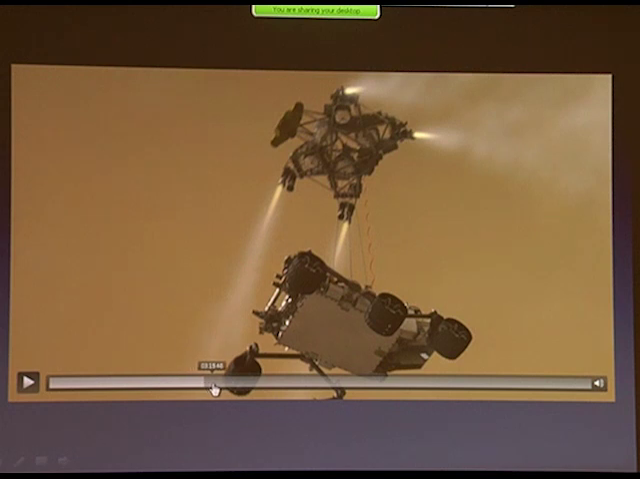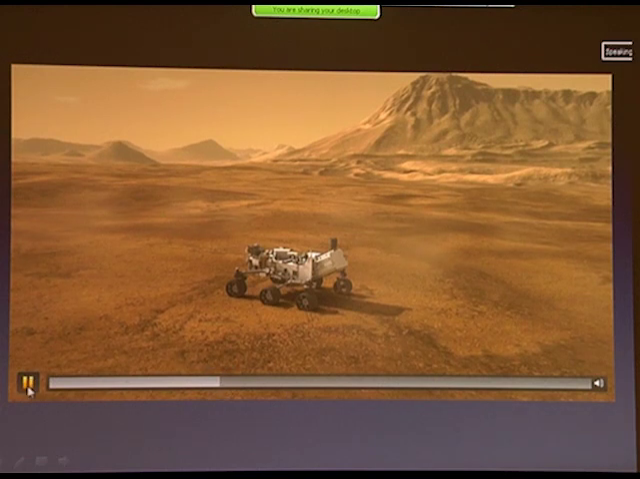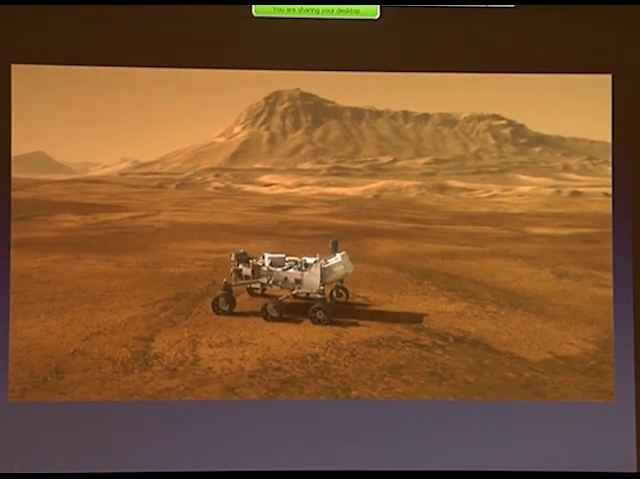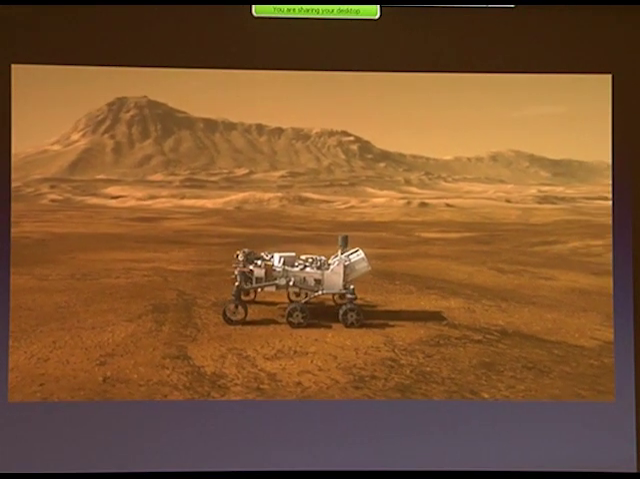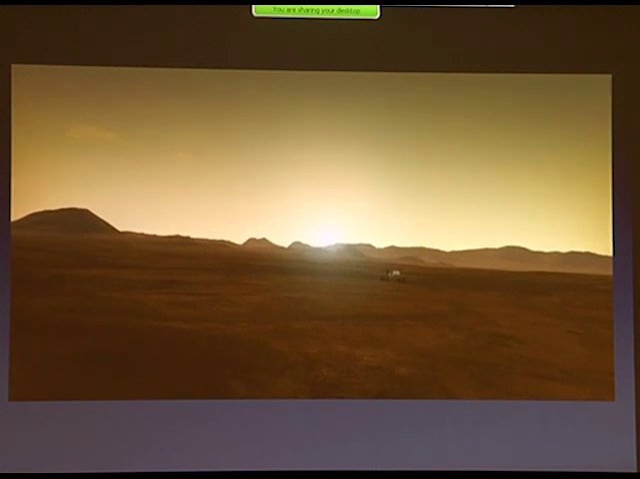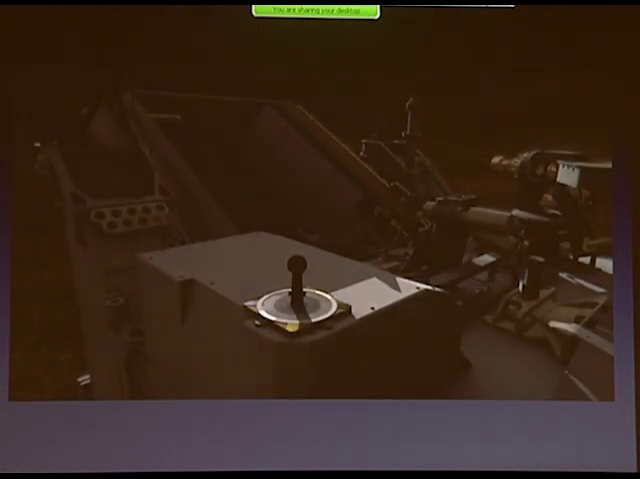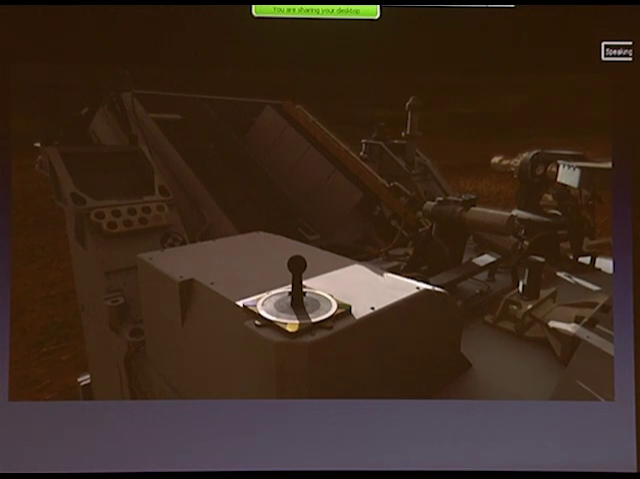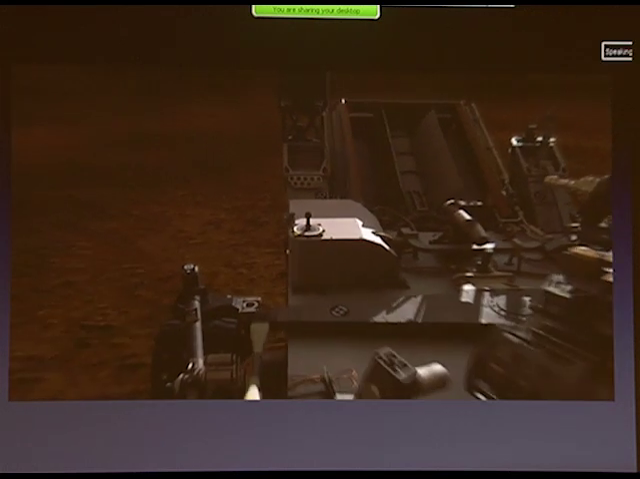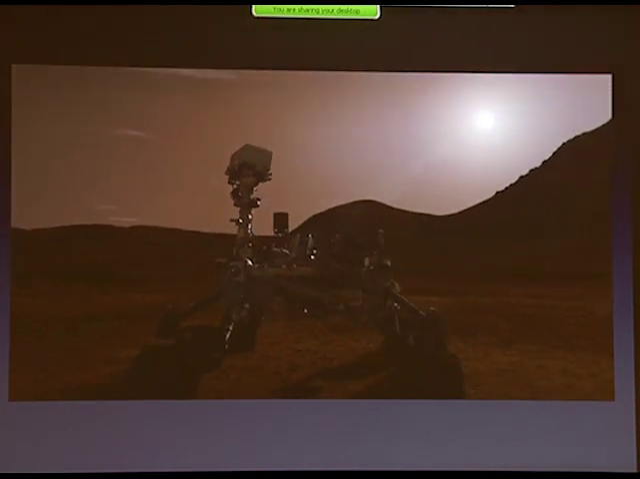Okay, that's not far enough. Here we go. So now you see MSL safely on the surface of Mars. And time to go to sleep and recharge the batteries. Here's our little antenna. And overhead passes one of our orbiters and says, "Wake up, Curiosity, it's time to do your stuff." And Curiosity wakes up.